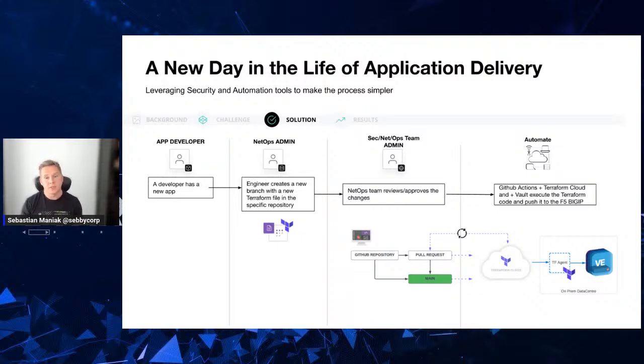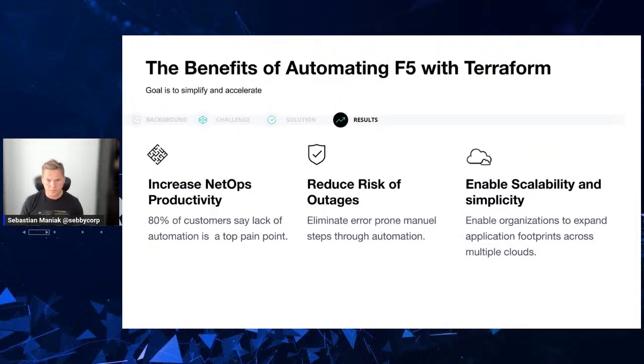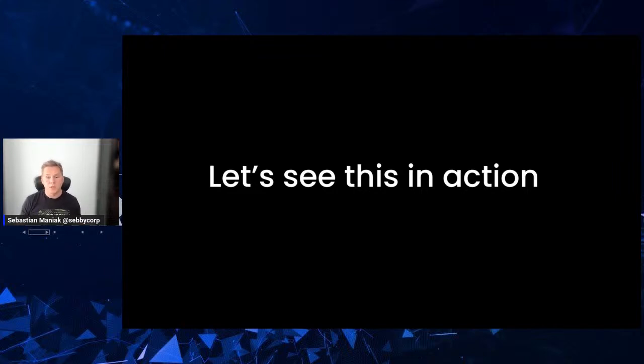And then this allows GitHub Actions and Terraform Cloud to initiate the changes to the environment and automatically deploy what was illustrated inside of that Terraform code. This gives us the opportunity to increase productivity, reduce risk, and simplify and enable scalability across our F5 environments, either on-prem or in the cloud itself. So let's jump in and see this in action.